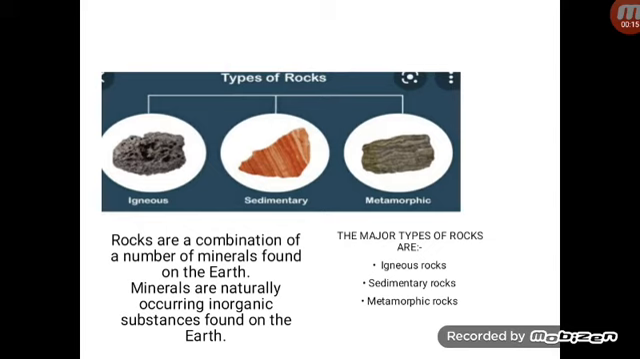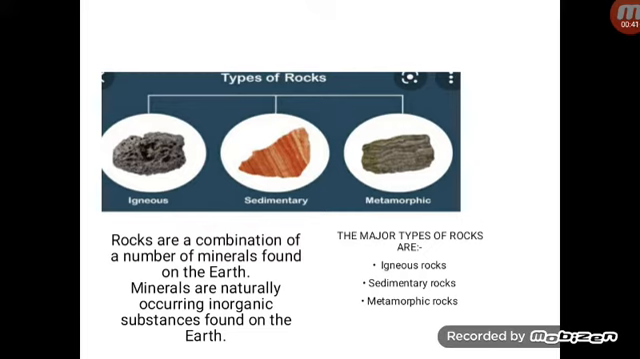Now let us first find out what rocks are. Rocks are a combination of a number of minerals found on the earth. Minerals are naturally occurring inorganic substances which are found on the earth's surface. So, minerals combine to form the rocks which we see around on the earth's crust.